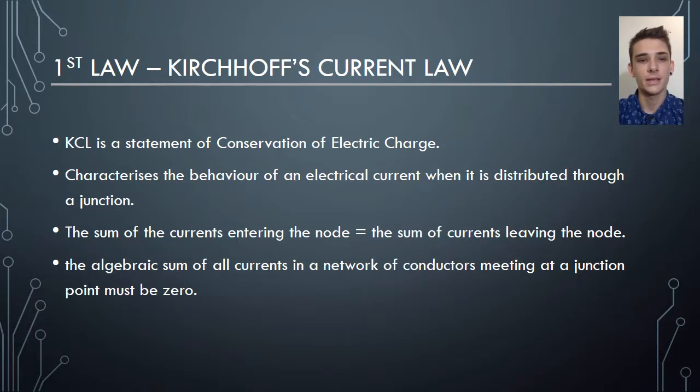From this, it can be said that at any node or junction in a circuit, the sum of currents flowing into that particular node is equal to the sum of currents exiting that node. Alternatively, Kirchhoff's current law suggests that the algebraic sum of all currents in a network of conductors meeting at a junction point must be equal to zero.